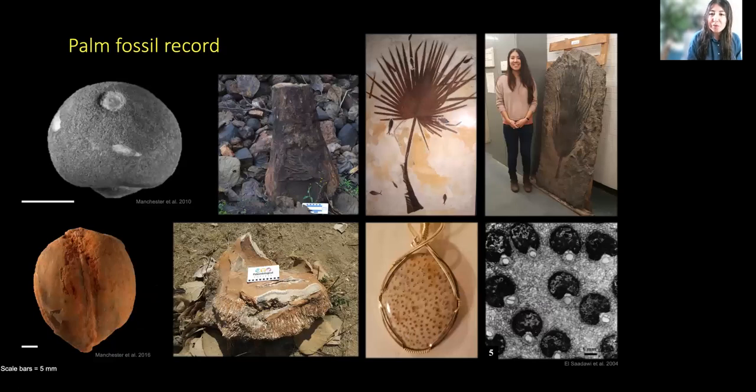All right, so the fossil record. Palms have an exceptional fossil record among angiosperm families. We find their fossils all over the world. Their tissues are fibrous, and so they preserve pretty well. And importantly, they have really distinctive morphology and anatomy, which is difficult to confuse with other lineages.